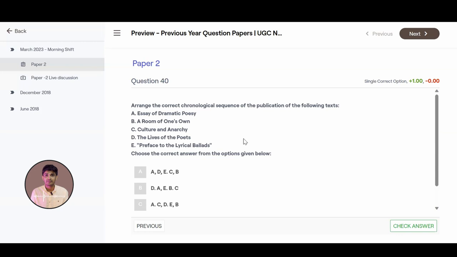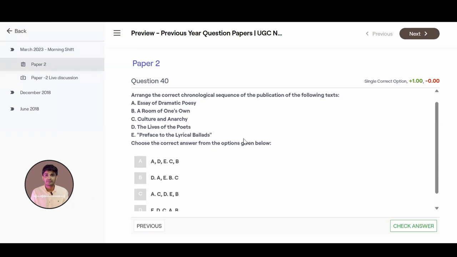All right. Next question. Question number 40. Arrange the correct chronological sequence of the publication of the following text. Essay of Dramatic Poesy, A Room of One's Own, Culture and Anarchy, The Lives of the Poets, Preface to Lyrical Ballads. See, it is easy to answer if you can think about the writers of these particular works. All right. Can you give me the answer? It might take some time, but think.